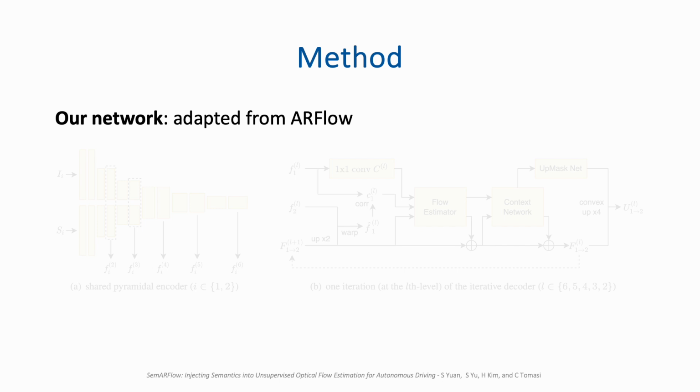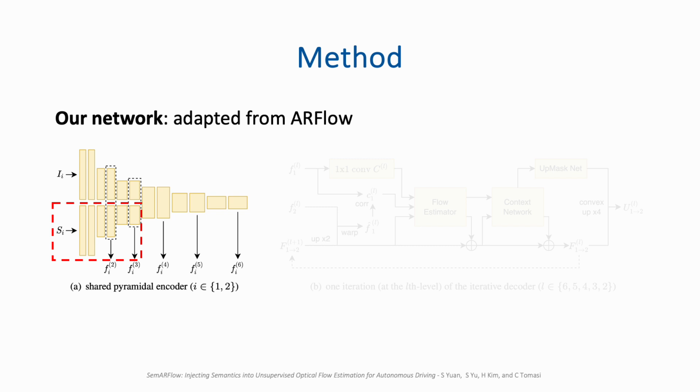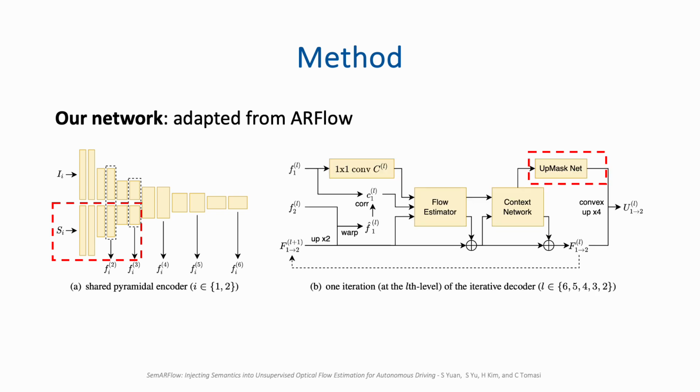Our network is adapted from SemARFlow. We first add a semantic branch in the encoder to extract and fuse semantic features. We then add an upsampler network in the decoder to learn how to upsample flow based on semantic information. We also turn off the smoothness loss because we find it to conflict with our learned upsampler.